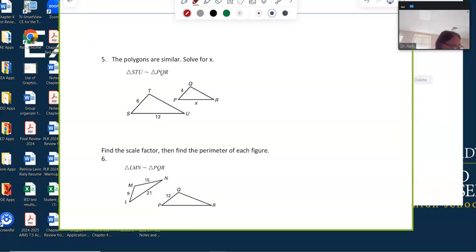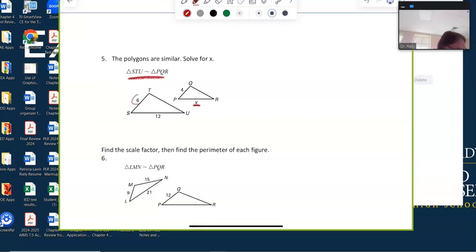Okay, now they tell you that they're similar, and you need to find a missing x. So let's see if we can get a scale factor. So ST, which is the 6, goes with PQ, which is the 4. 6 over 4 can reduce to, if I put 2 into both, 3 over 2, and that equals the scale factor.